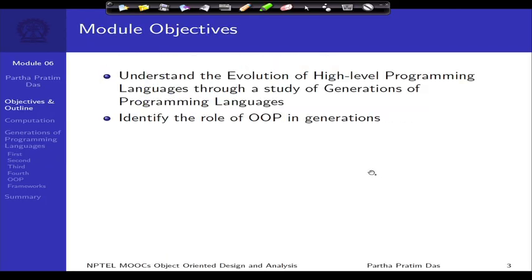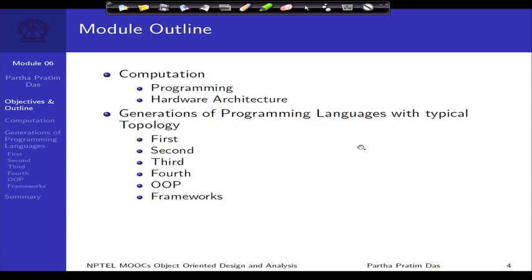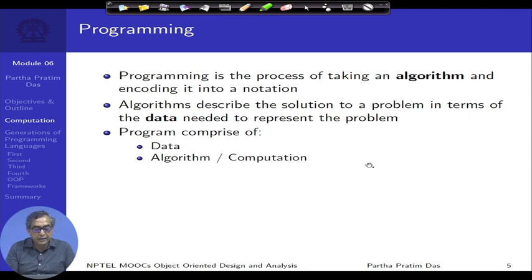So, to have a good appreciation of what the current situation is, we take a quick look into the historical evolution of high level programming languages through the study of generations of programming languages, and we will try to see how OOP, object oriented programming or object oriented concepts, have evolved over this period of time. This is the module outline. It will be available on the left of our slides.